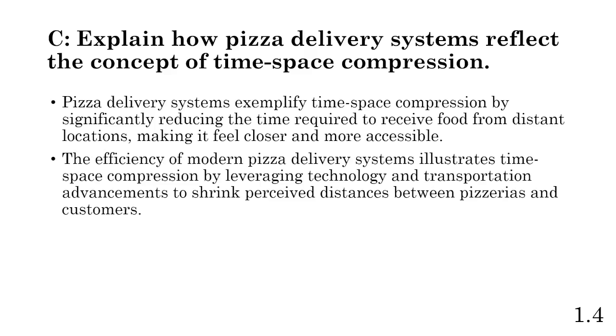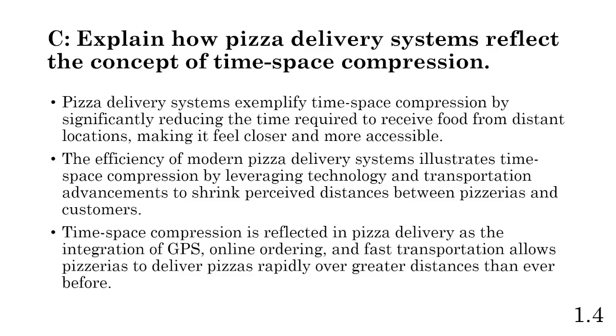Here's another one. The efficiency of modern pizza delivery systems illustrates time-space compression by leveraging, utilizing, technology and transportation advancements to shrink perceived distances between pizzerias and customers. It shrinks relative distance. So you could have said that as well. Another one, the last one. Time-space compression is reflected in pizza delivery as the integration of GPS, or you could have just said some type of positioning technology, or satellite imagery, or you could have said online ordering, fast transportation. You don't have to say all three of these things, but they allow for pizzas to be delivered rapidly over greater distances than ever before.